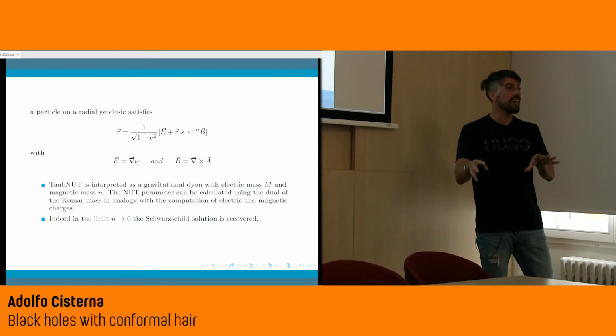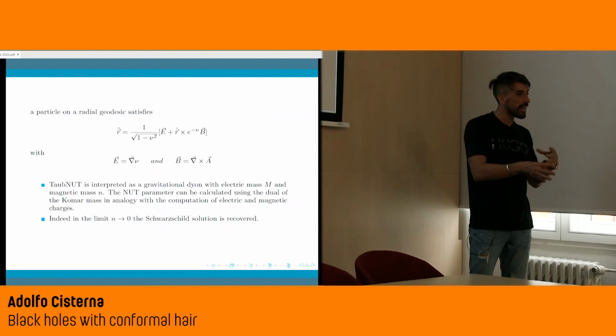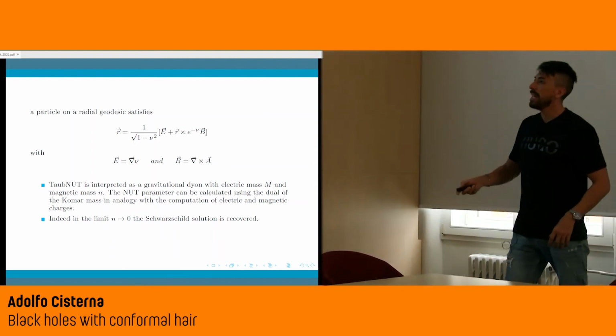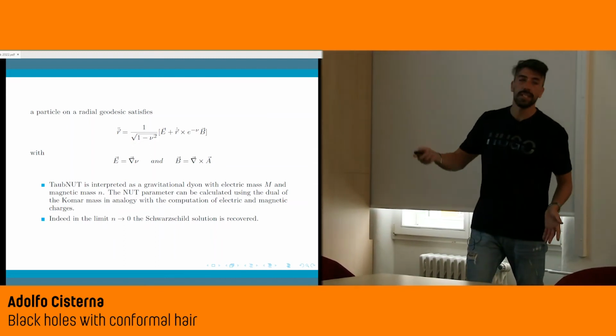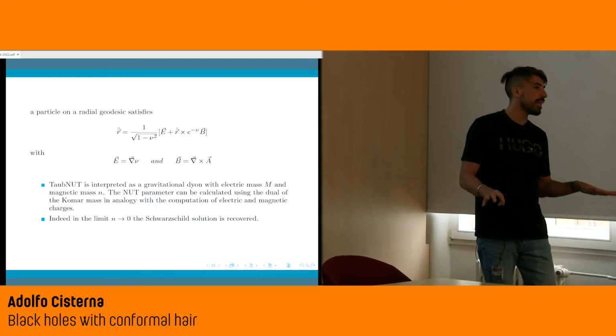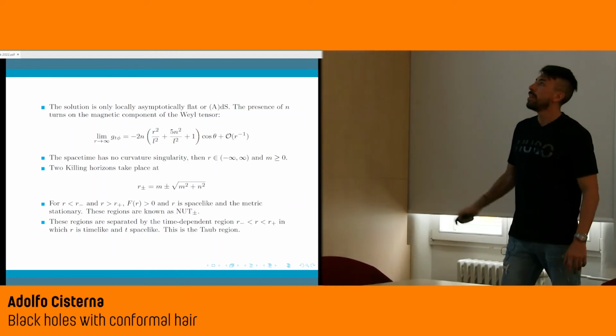You have the NUT charge, the magnetic charge is the dual of the electric charge. So there is again some relation there, right? And of course, if you take the limit in which the NUT charge goes to zero, what you recover at the end is the Schwarzschild solution.